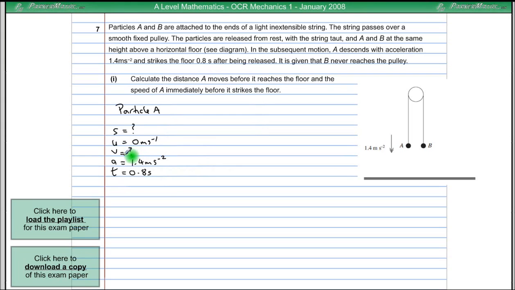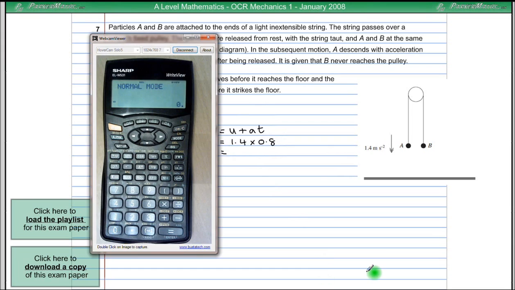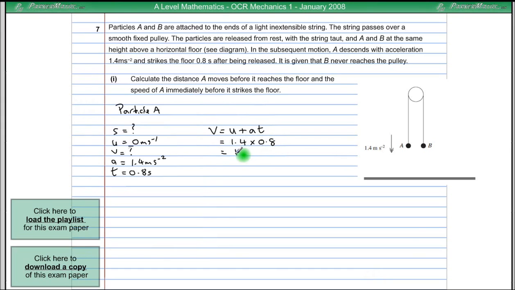Let's begin by finding V, because we know that V equals U plus AT. So U is going to be 0, so all we need is A, which is 1.4, multiplied by T, which is 0.8. So 1.4 times 0.8 is going to be 1.12 meters per second.